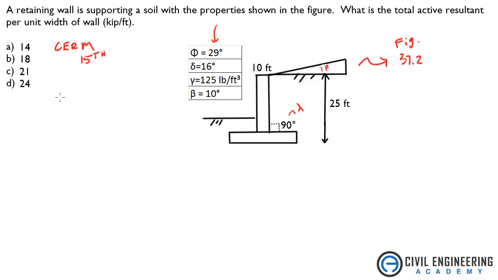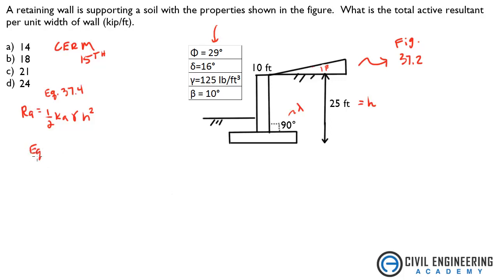Now what are we going to use? To solve for our resultant, we're going to use equation 37.4 out of the book. It tells us that Ra is equal to 1/2 Ka gamma h squared. We know gamma and h, but we don't know Ka. Based on these properties, we have to solve for Ka, either using the Coulomb method or the Rankine method. Rankine is a lot easier, but we're going to have to use Coulomb with the properties given.